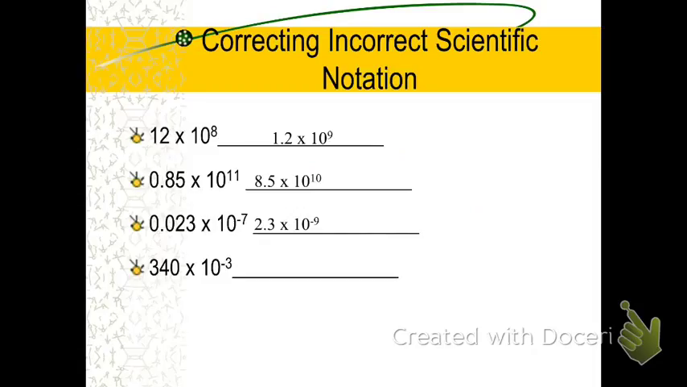Okay, hopefully you had enough time to do that. So on this one here, we're making the coefficient smaller by 2, which means we need to make the exponent bigger by 2. And so hopefully you got this answer, 3.4 times 10 to the -1.